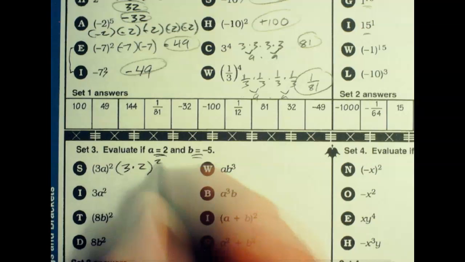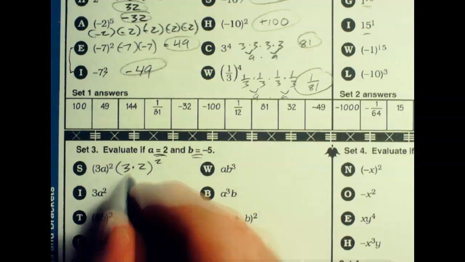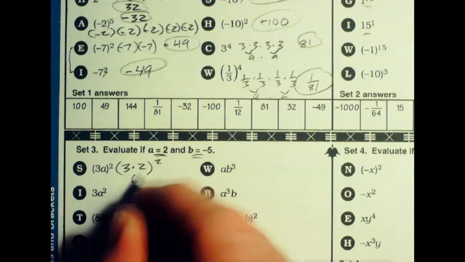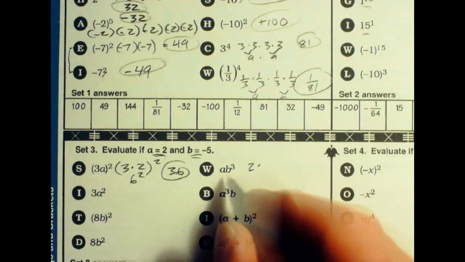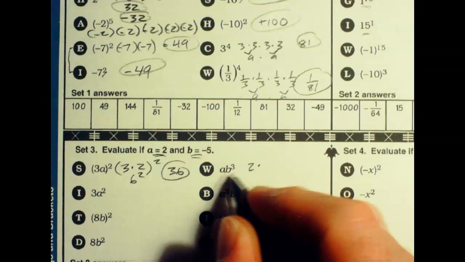And then we square it. We do what's inside the parentheses first. So this is 6 inside the parentheses. 6 squared, this is 36.